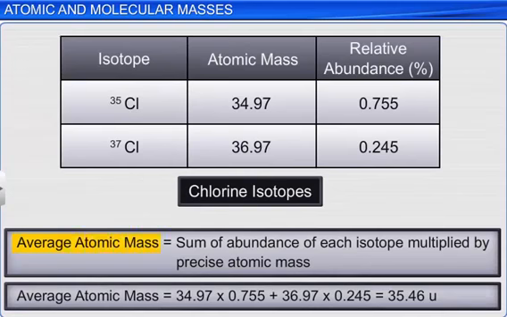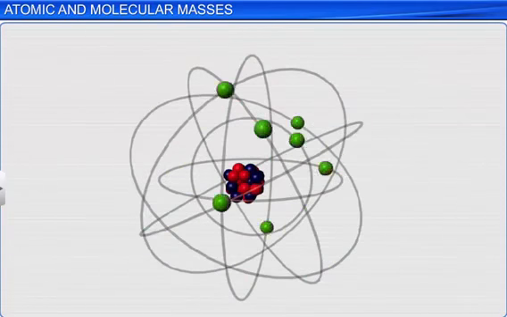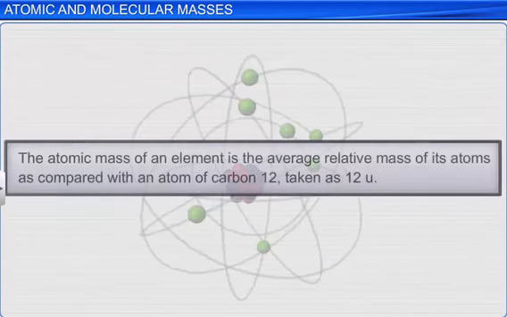Average atomic mass of an isotope is the sum of abundance of each isotope multiplied by the precise atomic mass. Thus, the average atomic mass of chlorine is calculated as 35.46 U. Hence, the average atomic mass was redefined as the atomic mass of an element is the average relative mass of its atoms as compared with an atom of carbon-12 taken as 12 U.